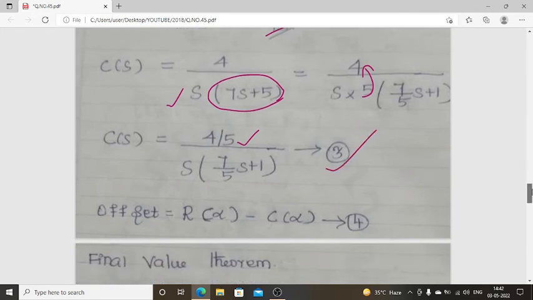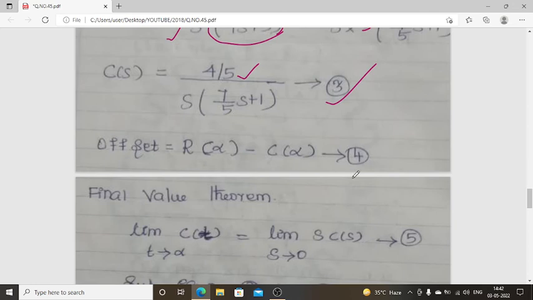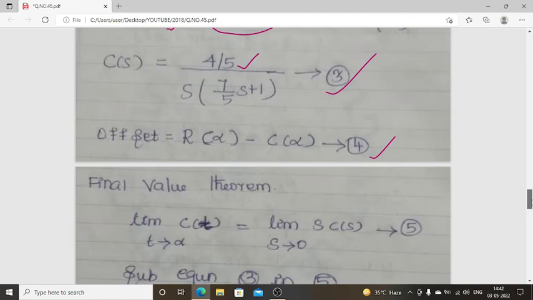So the objective of this problem is to determine the offset value. Offset is equal to R of infinity minus C of infinity. This is equation number 4. So we want R of infinity and C of infinity. After calculating these two, substitute here and find out the offset value. So here we want C of infinity first. What do you do here?